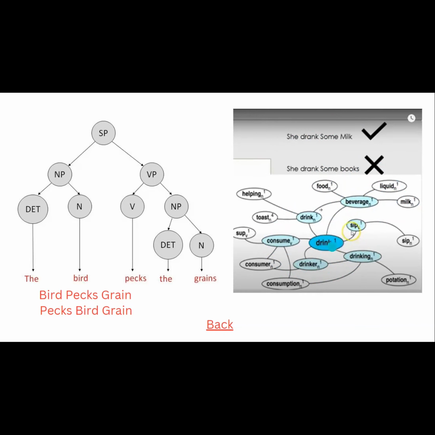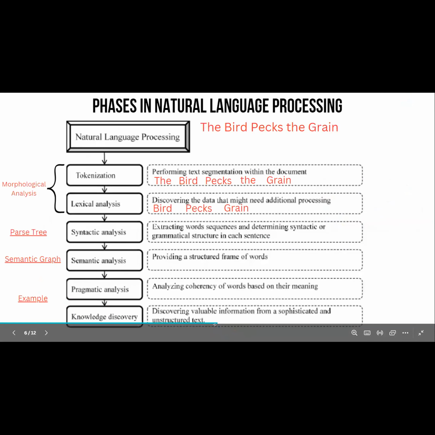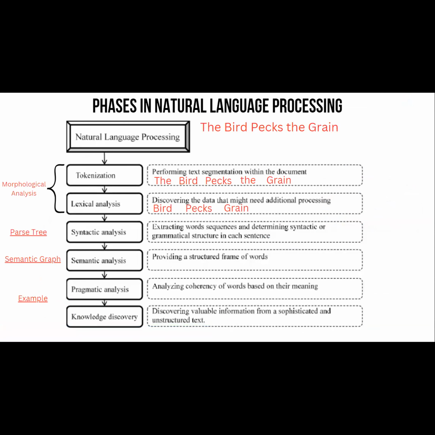Okay, so it means there is some meaning connection between the words drank and milk. So this is just one example. We have more complicated ones. So drank and milk have some connection in the semantic graph, and then we find the meaning, and hence we select a particular sentence. So this is what happens in semantic analysis in NLP. They find out the proper structuring and meaning of the sentence.